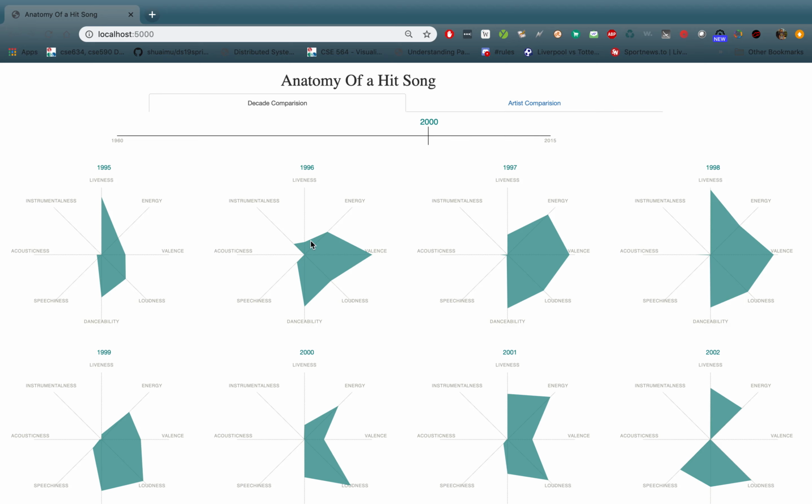This is Anatomy of a Hit Song, where we are analyzing the characteristics which make a song popular. Our analysis is done in two different domains. For the first one, we are comparing the biggest hits right from the year 1960 all the way up to 2015. Our second comparison involves taking a popular artist and showing his most popular track and his biggest flop. So we're using this D3 slider to move across time.